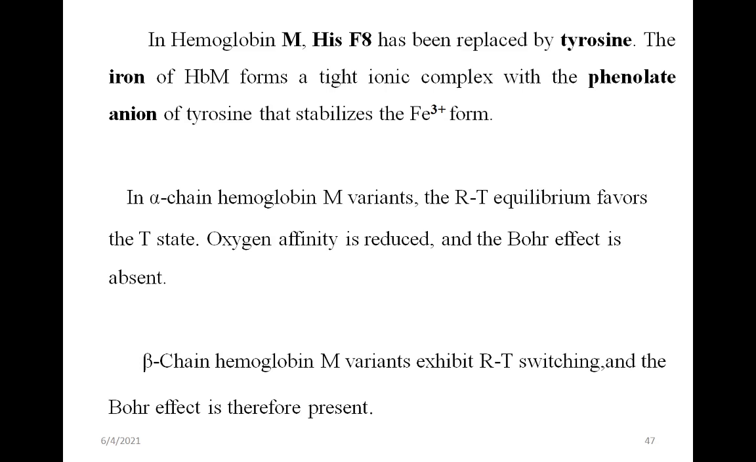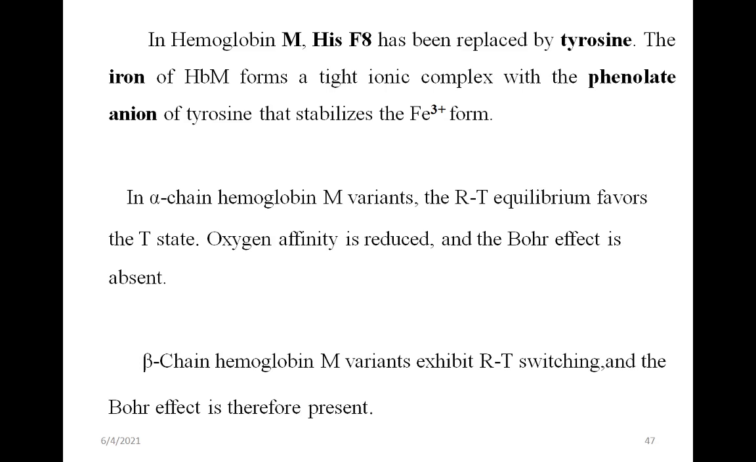The beta chain of the hemoglobin M variant exhibits RT switching and the Bohr effect is therefore present. RT switching is there, so oxygen affinity is intact in the beta chain, so the Bohr effect is there. This one I am going to explain again. In the alpha chain of the hemoglobin M variant, the RT equilibrium favors the T state.